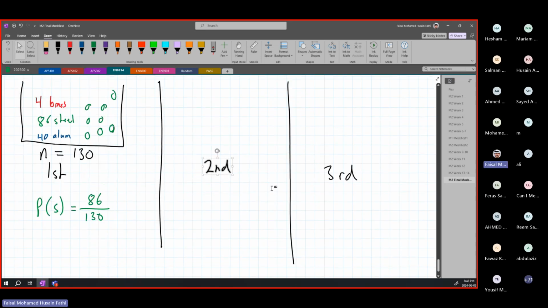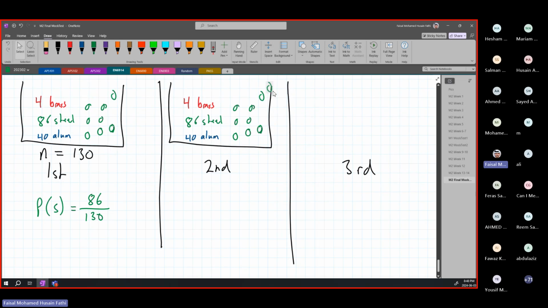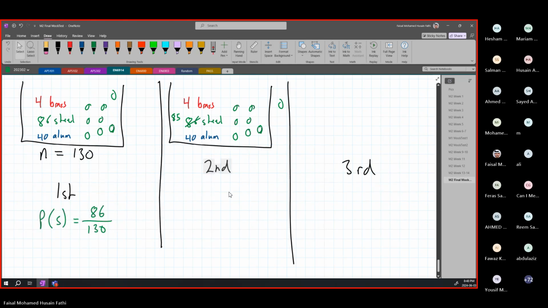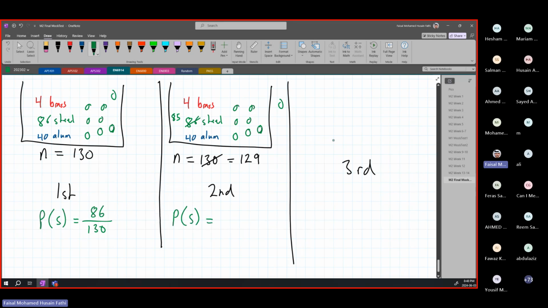The second choice now, if we copy paste this again, the second choice we have one of these steel balls is now outside. So our steel has now gone from 86 to 85 and our n, where did our n go? Then let me move these a bit down. So our n is now equal to not 130, it is equal to 129 because one washer has left the box. That means our new P of steel, what is the new number of steel inside? It is 85. What is our new n value? It is 129. So this is the probability of the second steel washer.